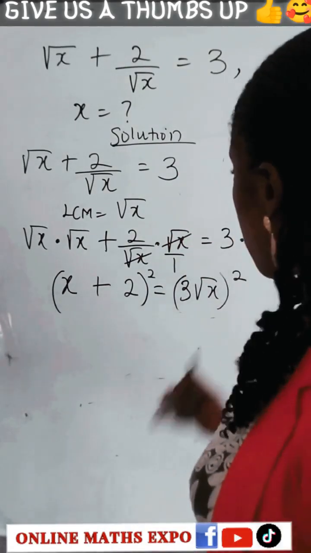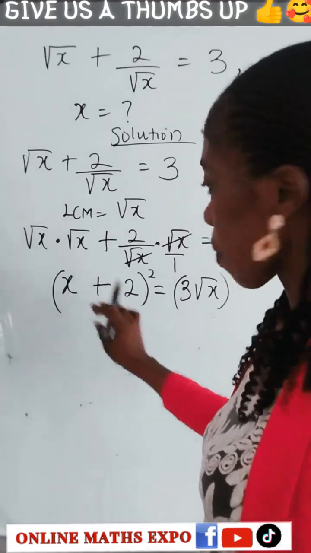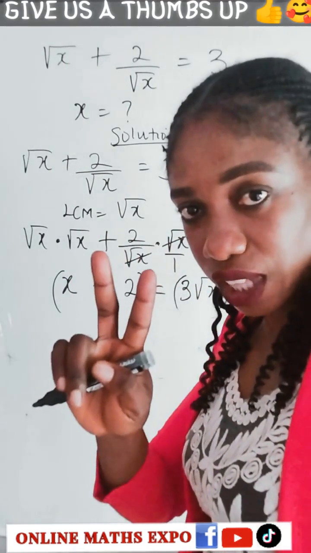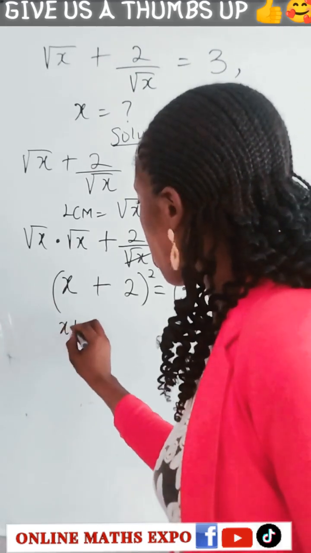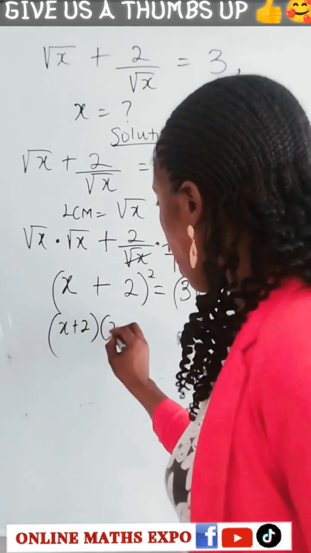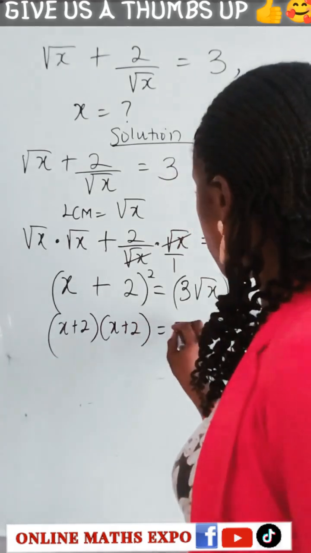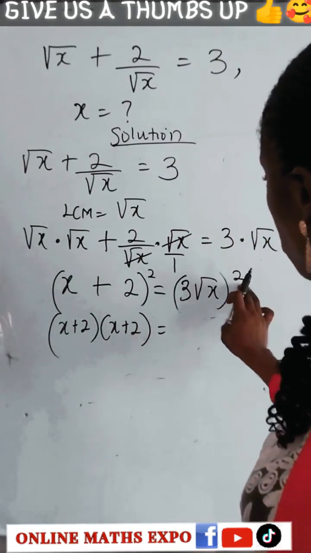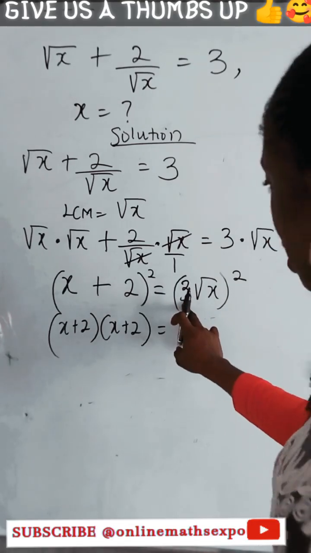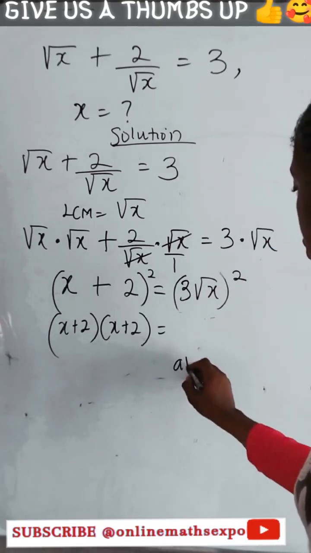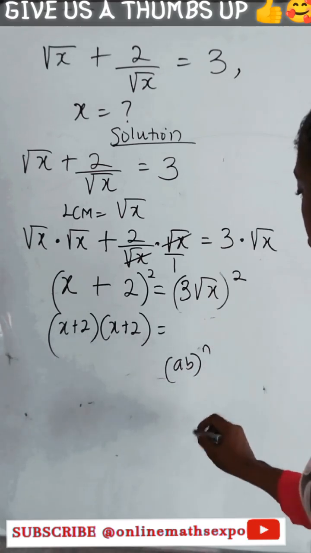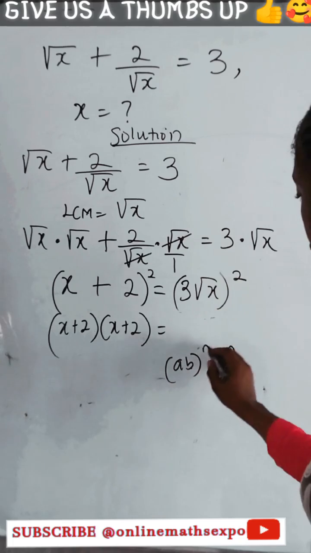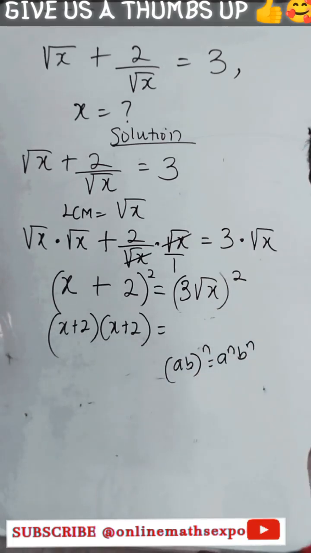At this point now, we're going to expand this. Remember, this is x plus 2 to the power of 2. It means that it is 2 times. So x plus 2 is twice. And everything is 3. Remember, at this point, this will be squaring this according to your indices. When you have ab to the power of n, it means a will be raised to the power of n and b will be raised to the power of n. I hope you see that.